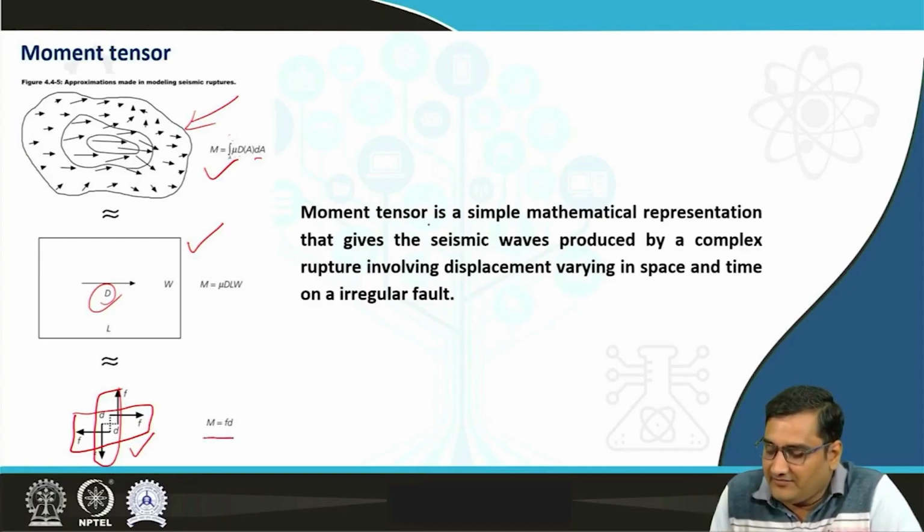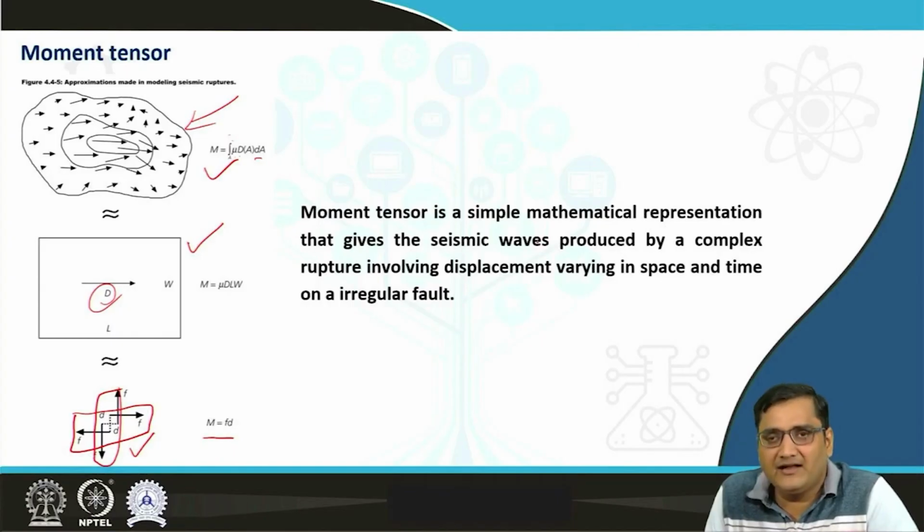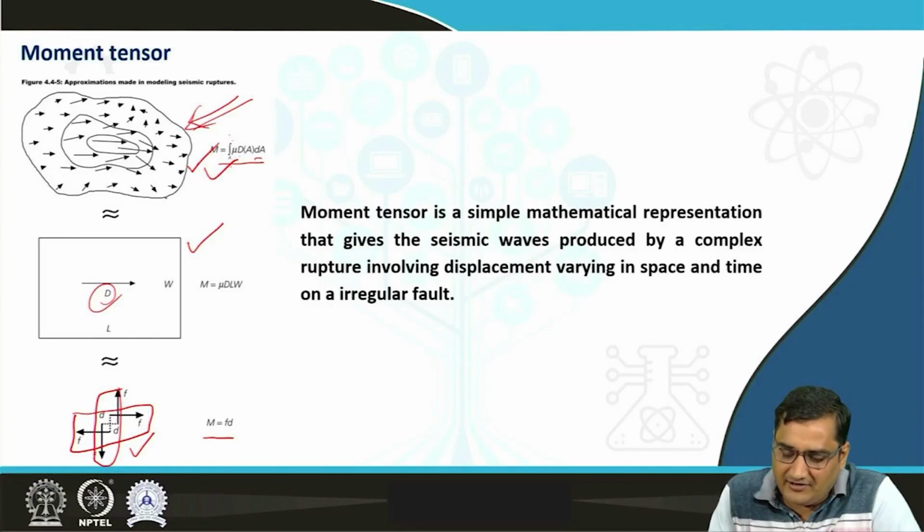So the moment tensor is a simple mathematical representation that gives the seismic waves produced by a complex rupture involving displacement varying in space and time on an irregular fault. What you have seen here is the irregular shape body that is acted upon by several forces, where the moment can be found by taking the integral over the area of mu d into dA, the elemental area. It can be replaced with an equivalent body of rectangular shape.